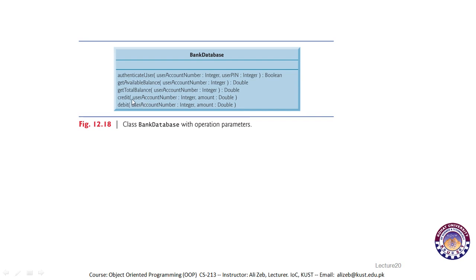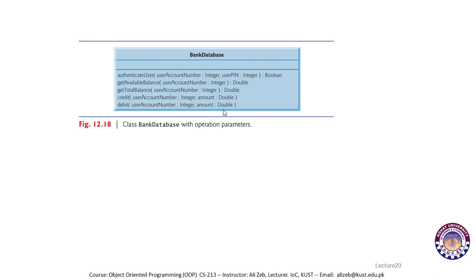And if we need to credit some amount to the user's existing balance, then we need the account number of that user and the amount that we want to credit to the existing balance. And if we are debiting any amount from the user's current balance, then we need the account number of the user and the amount that we want to debit from the balance of that user.